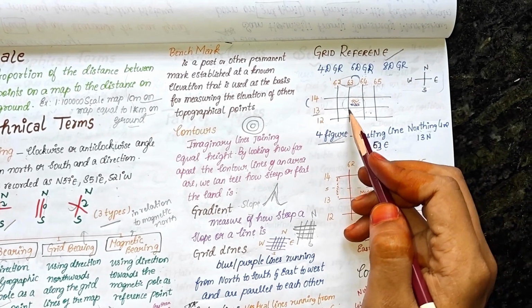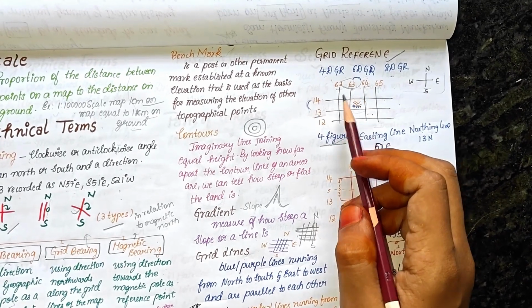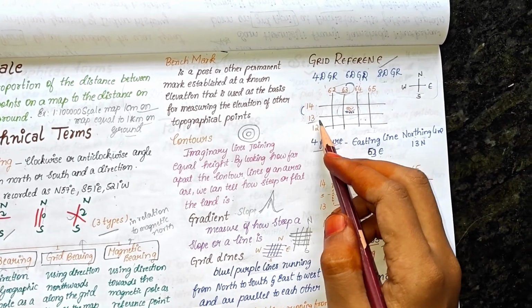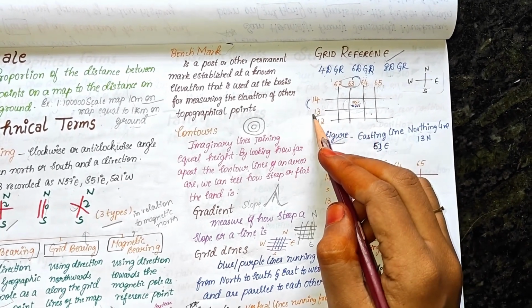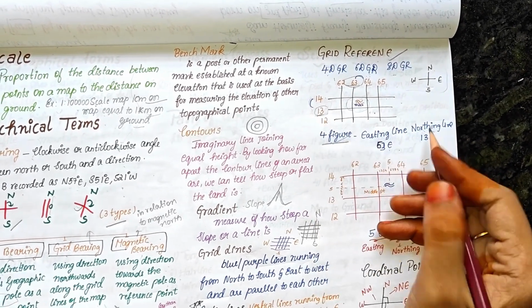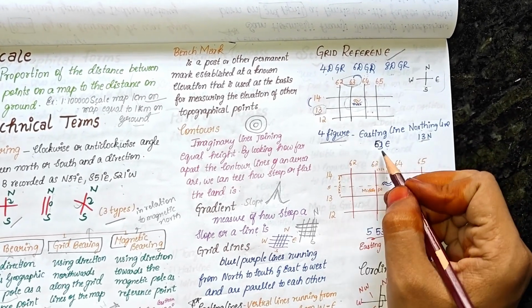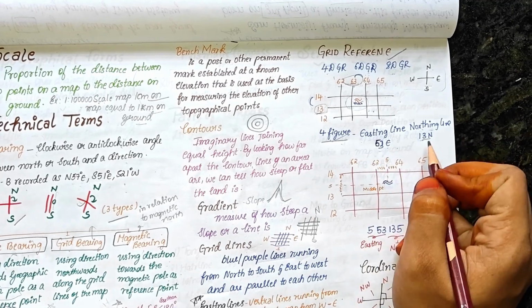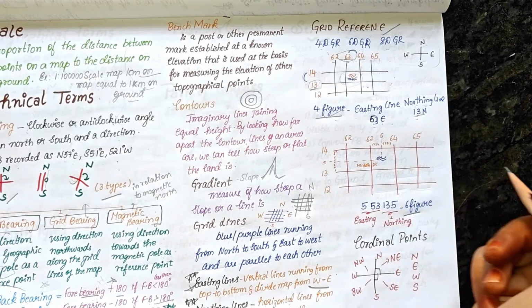Then what is the northing line? This river is present between 13 and 14. The same applies here: the river is after 13, so definitely the value you take is 13. So the northing line will be 13. Here comes the four figure: 63 east, 13 north. Very simple.